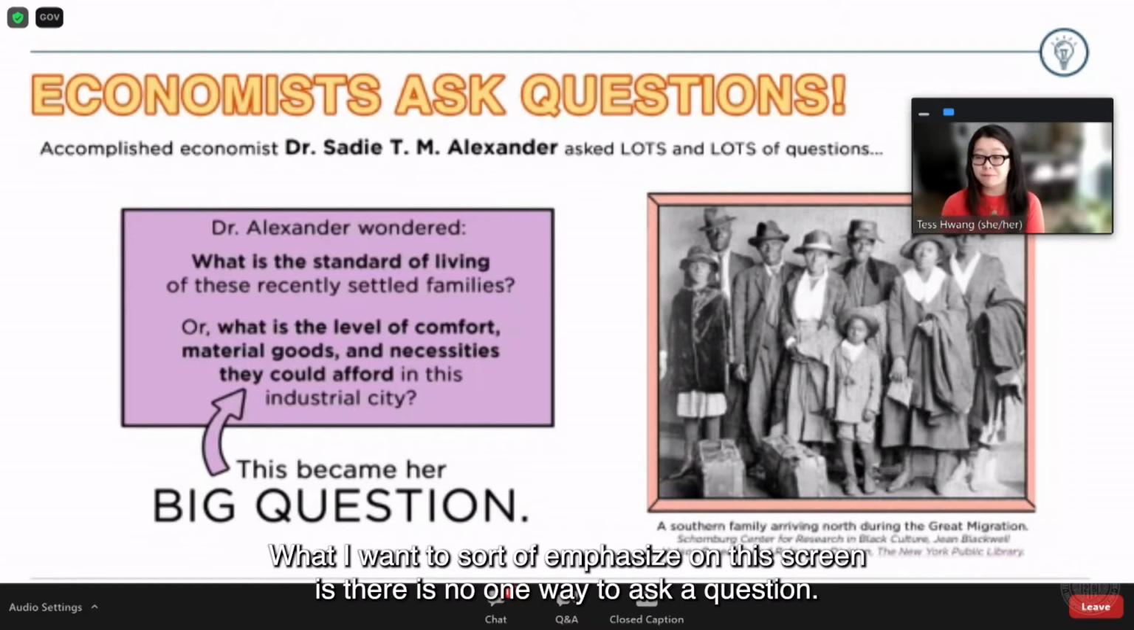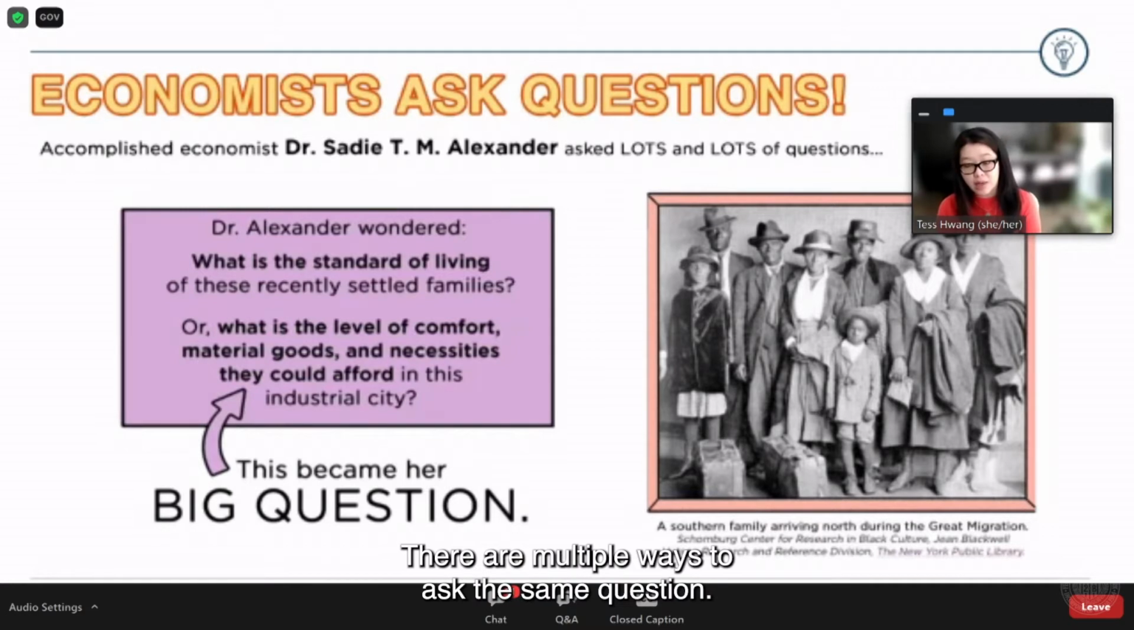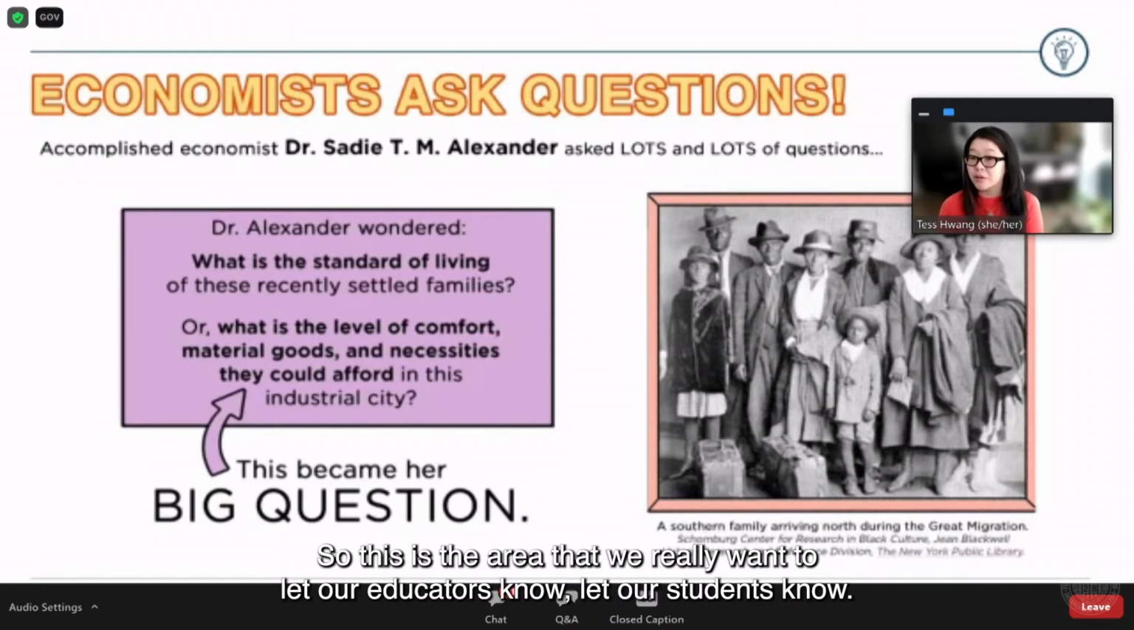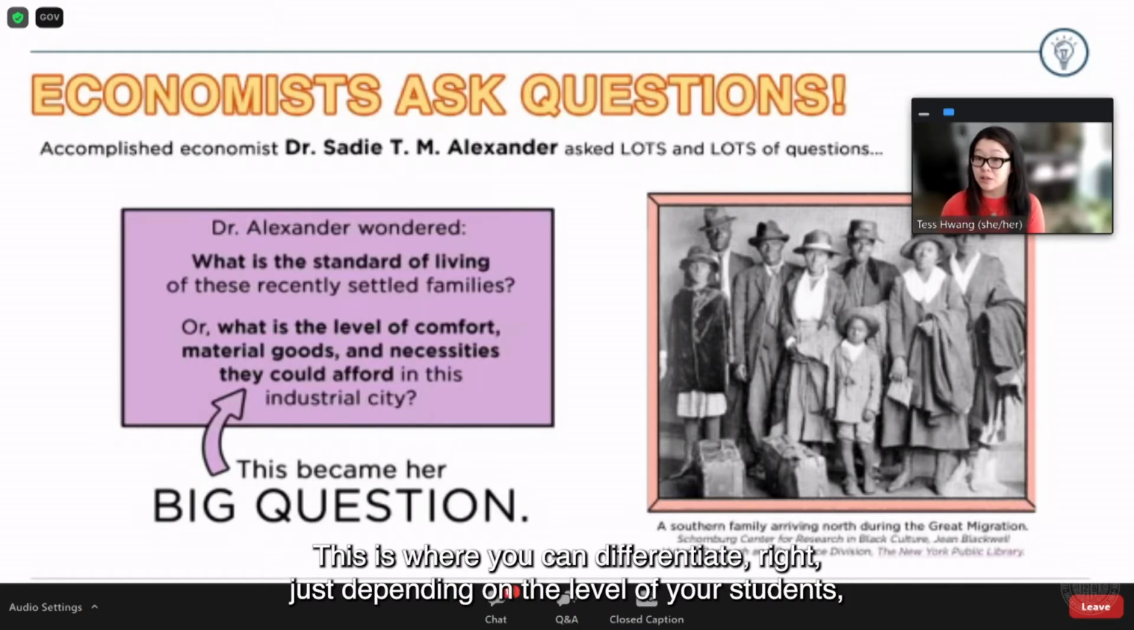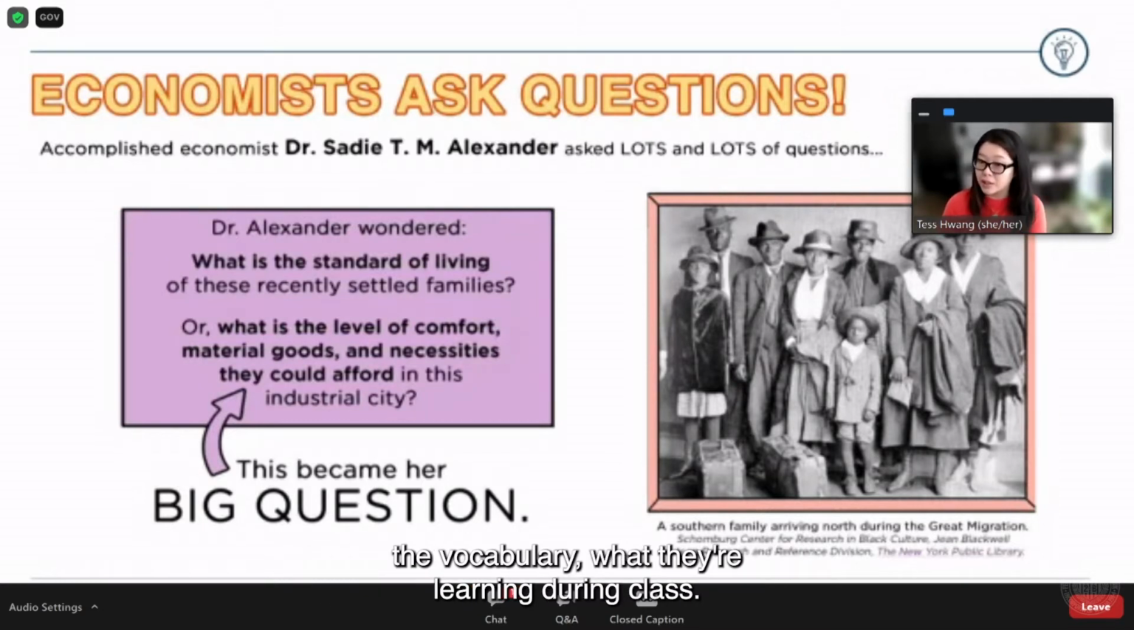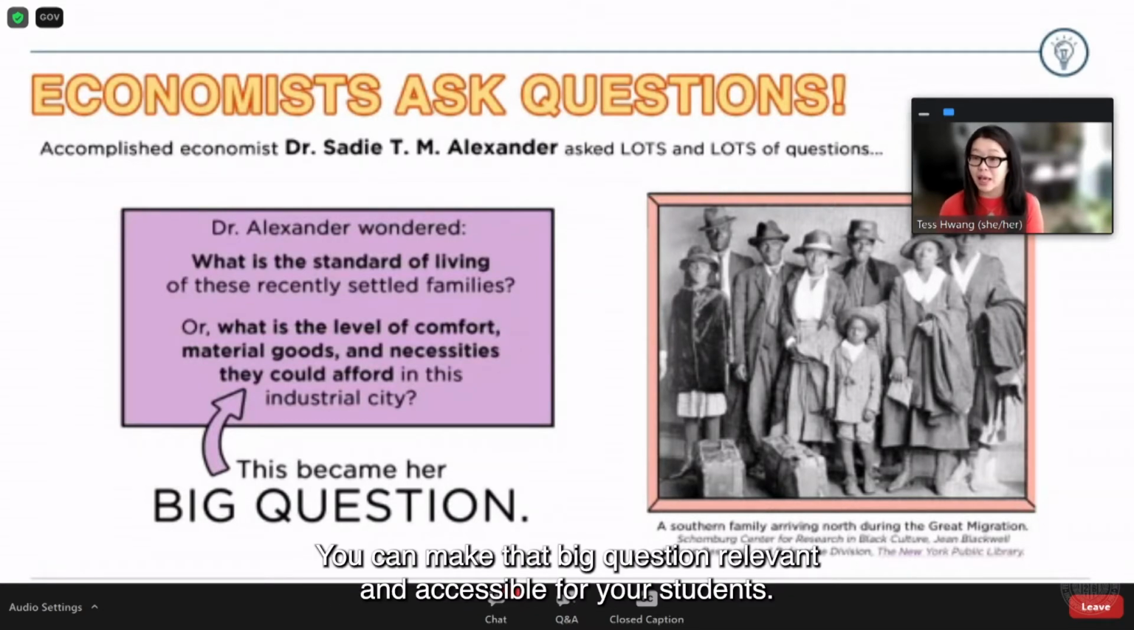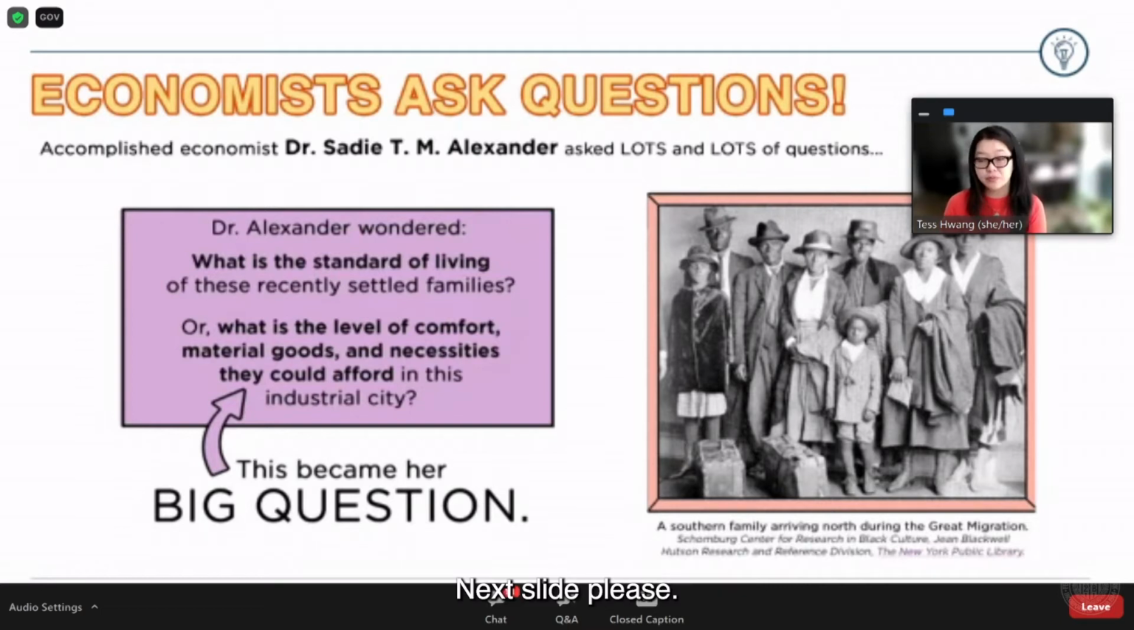What I want to emphasize on this screen is that there is no one way to ask a question. There are multiple ways to ask the same question. So this is the area where we really want to let our educators know, let our students know, this is where you can differentiate, right? Depending on the level of your students, the vocabulary, what they're learning during class, you can make that big question relevant and accessible for your students. Next slide, please.